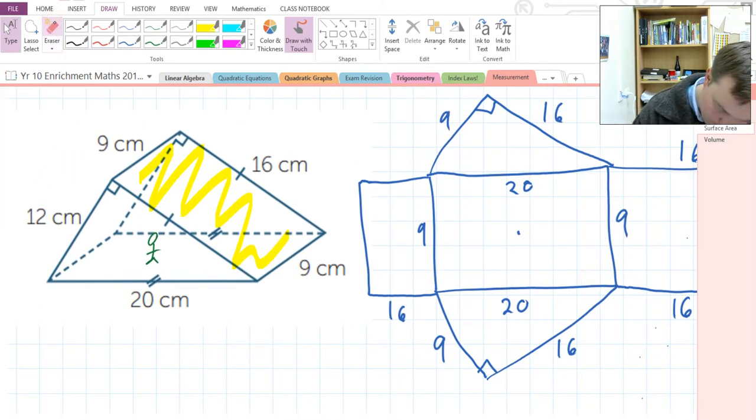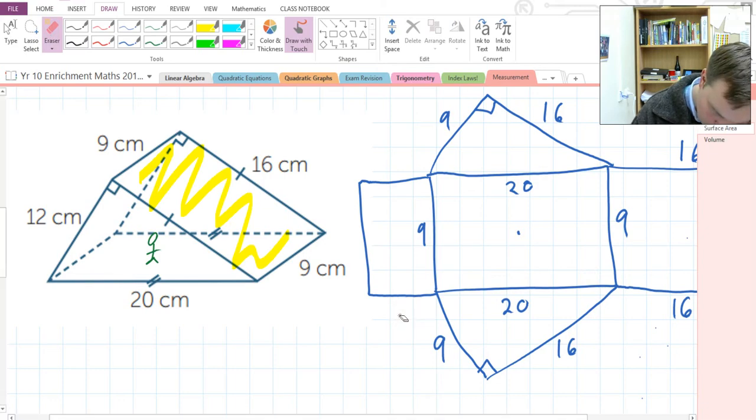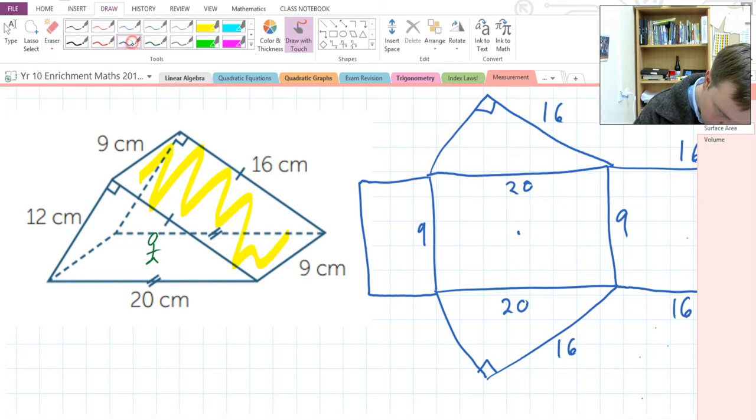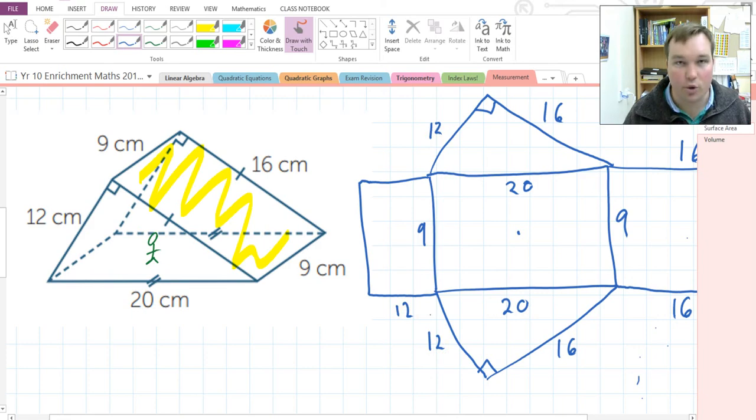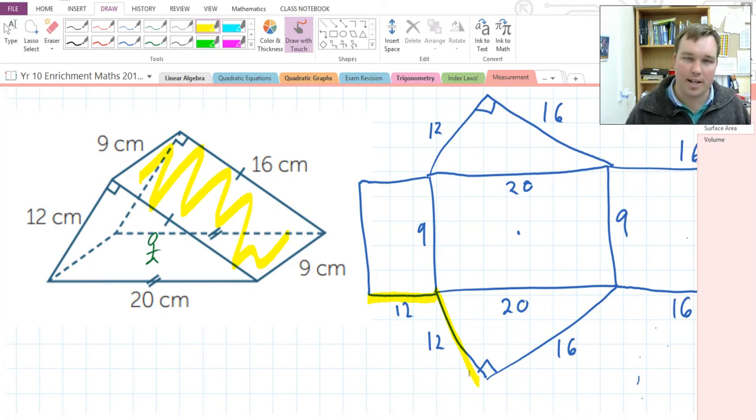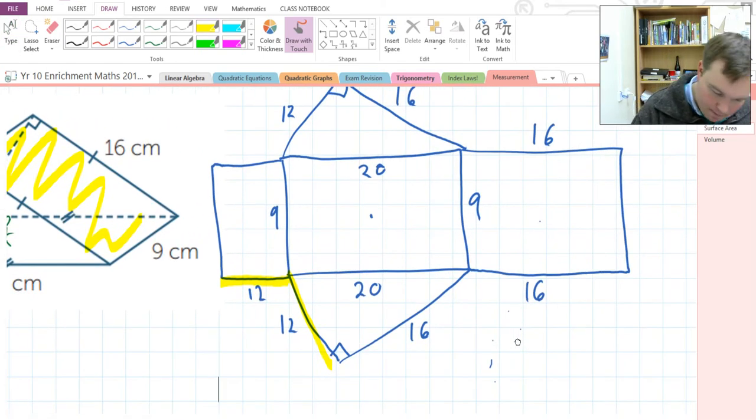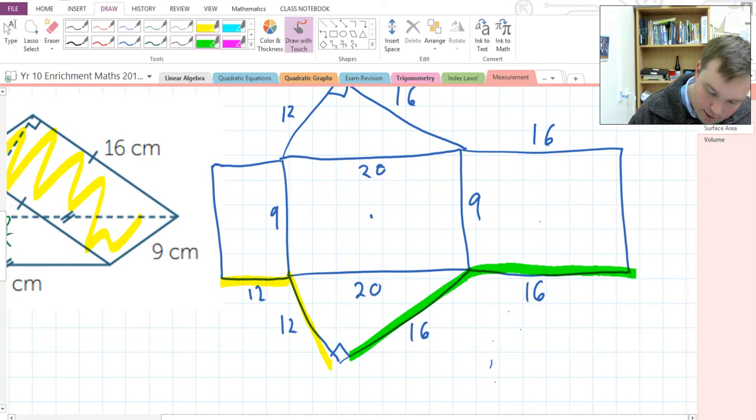Sorry, I made a mistake before. That's not 16. And that's not 9. That's 12, 12, 12. A good way to spot the mistakes, and the reason I spotted that one there, is you know how these sides will fold up to meet each other? When those sides fold up to meet each other, they have to be the same length. So I just looked at that and saw 9 and 16, something's gone wrong. Same here, this side and this side fold to meet each other, so they must be the same.